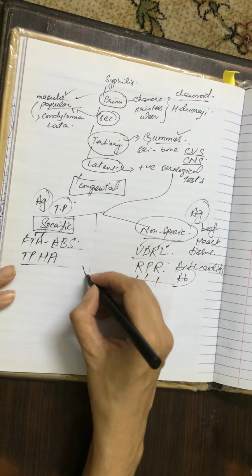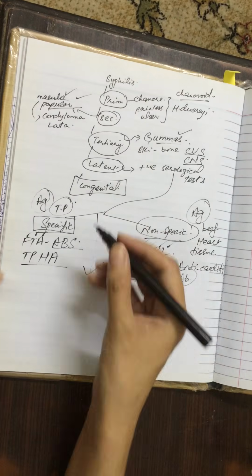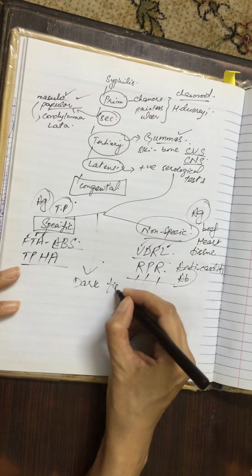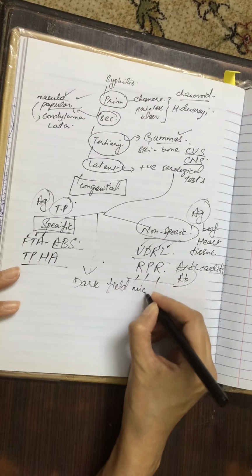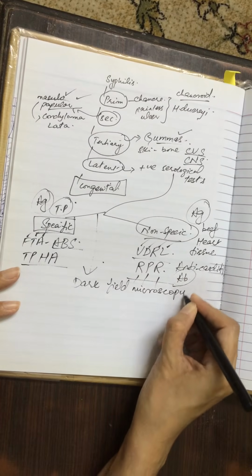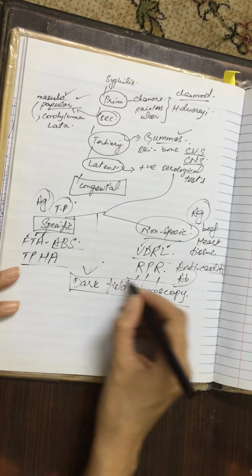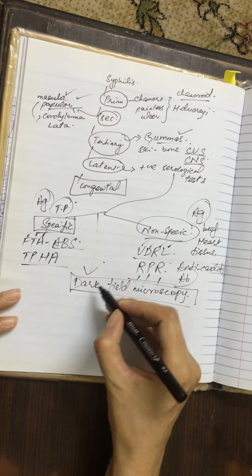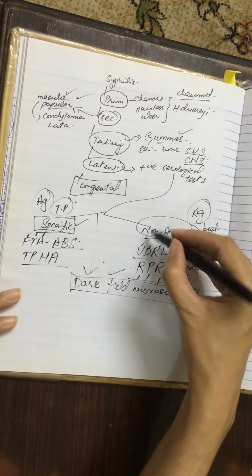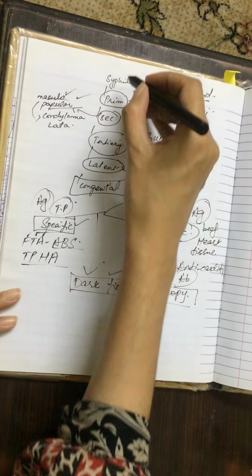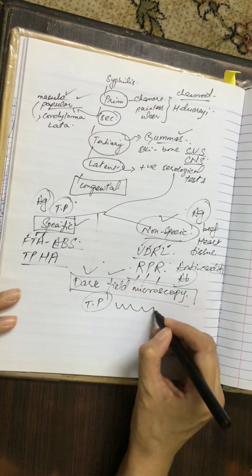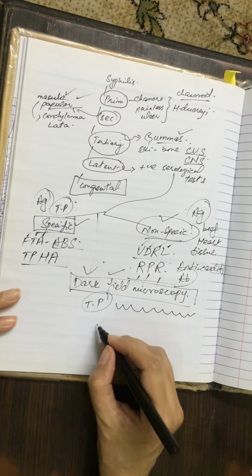What are the other lab diagnostic signs? Very easy, very simple. We have dark field microscopy. You can use immunofluorescence and you can use silver stain, but the most important is dark field microscopy, along with the specific test and non-specific test.